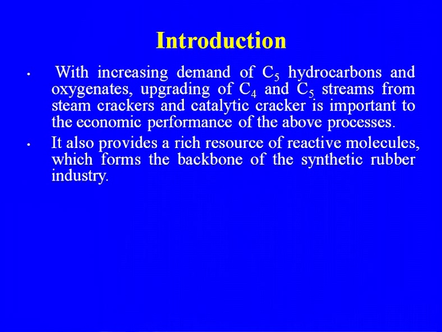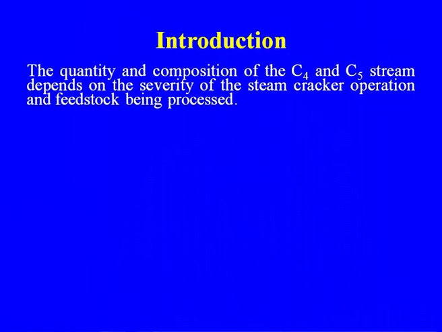It also provides a rich resource of reactive molecules, which form the backbone of the synthetic rubber industry, as I told you: the isobutylene, the butadiene, or the isoprene, which you are getting from the naphtha cracker. The quantity and composition of the C4 and C5 streams depend on the severity of the steam cracker operation and the feedstock being processed. As I discussed while discussing naphtha cracking, the product stream which you are getting will totally depend upon the type of the feedstock.